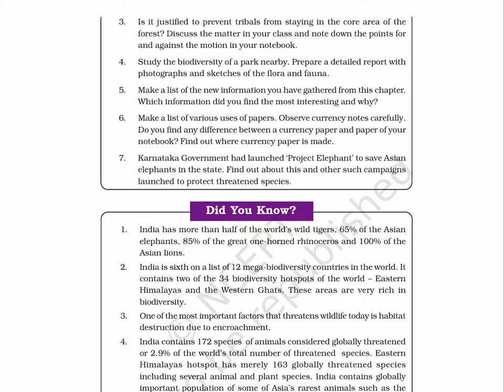6. Make a list of various uses of papers. Observe currency notes carefully. Do you find any difference between a currency paper and paper of your notebook? Find out where currency paper is made. 7. Karnataka government had launched Project Elephant to save Asian elephants in the state. Find out about this and other such campaigns launched to protect threatened species.